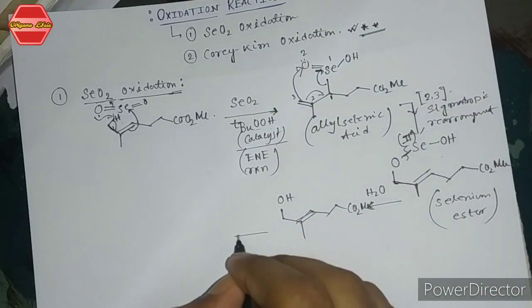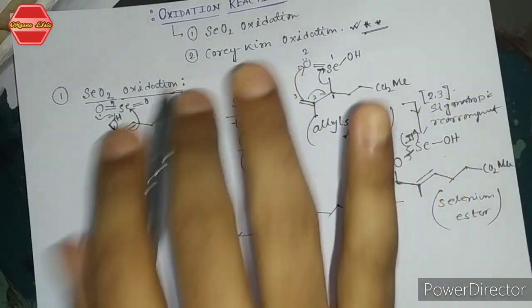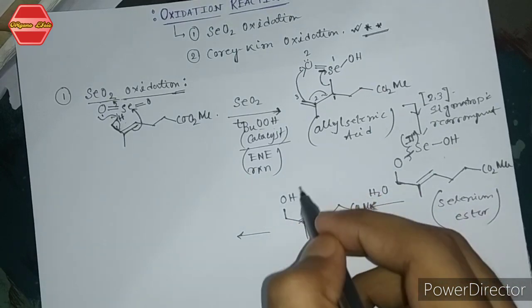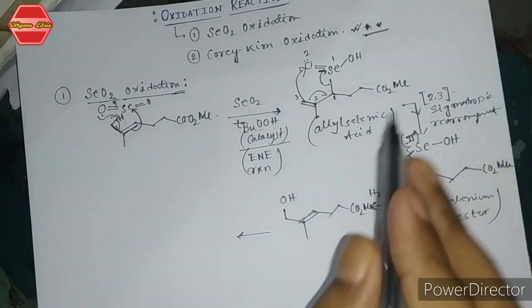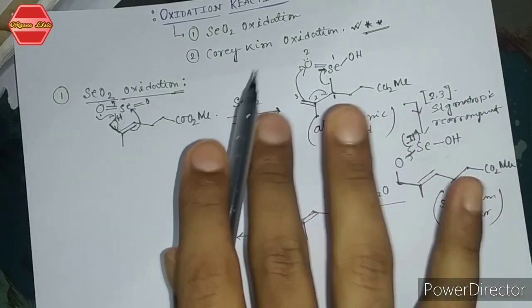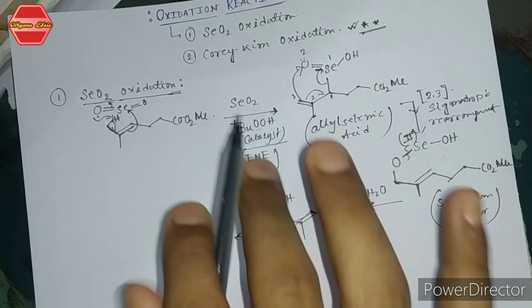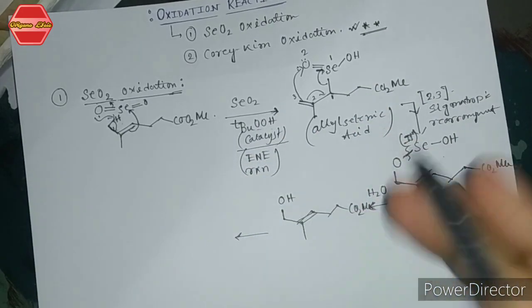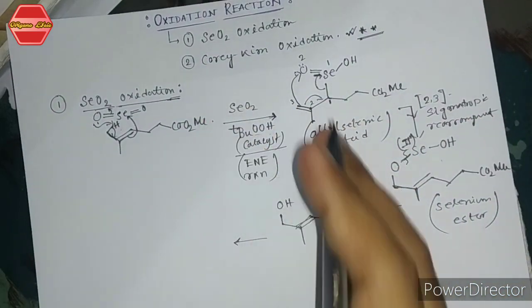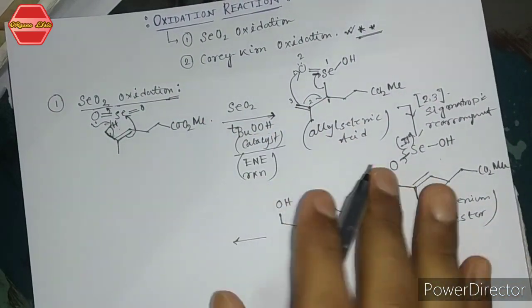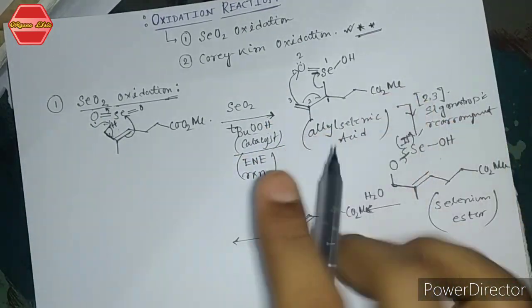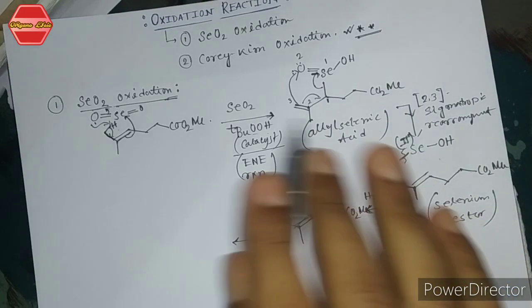Now see, if the percentage of selenium dioxide is much higher, then this allyl alcohol will also be converted to aldehyde. But if the selenium dioxide percentage is lower, that is 4 to 10 or 5 mole percent of selenium dioxide is used in the reaction, then this allylic alcohol is the last step, and this allylic alcohol is the major product. But if selenium dioxide is present in higher amount, then this allylic alcohol is also converted to the aldehyde.